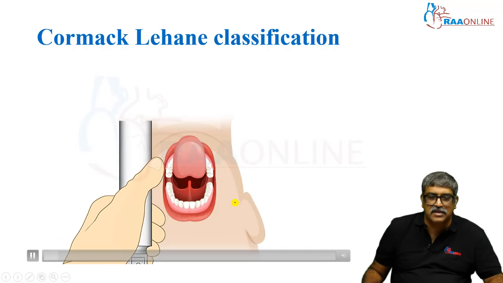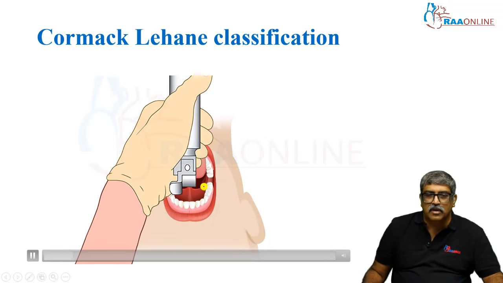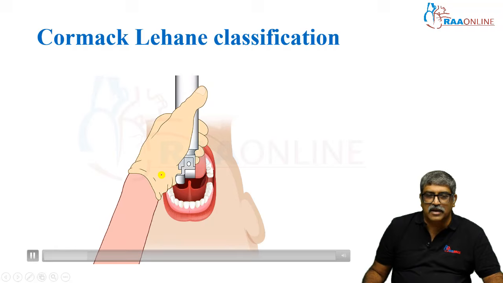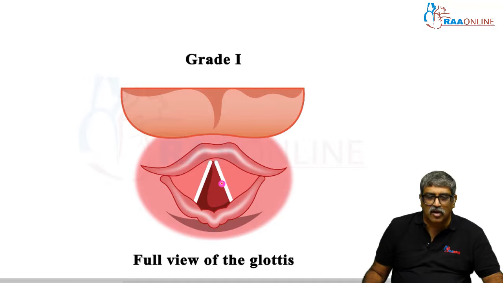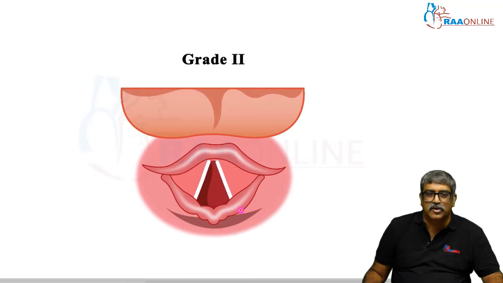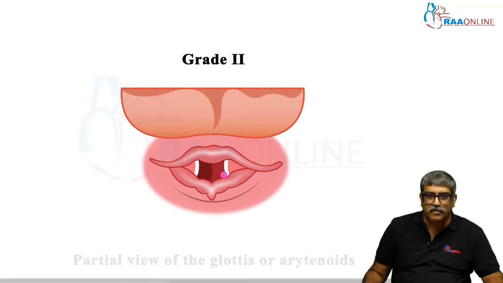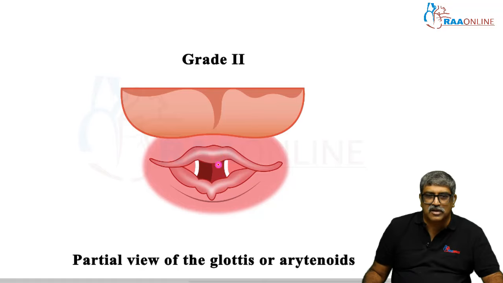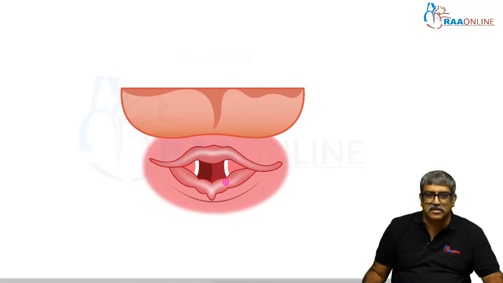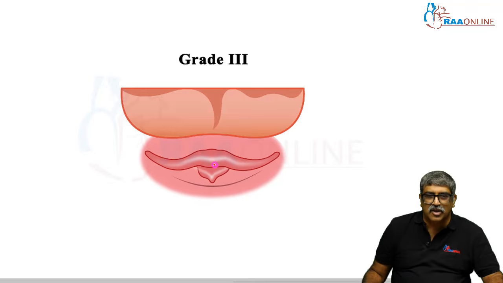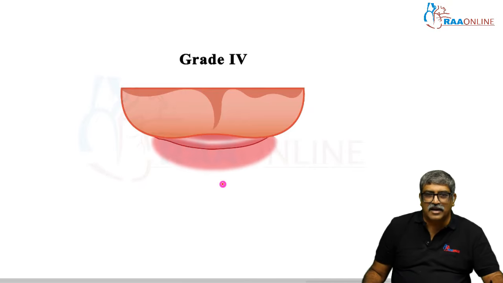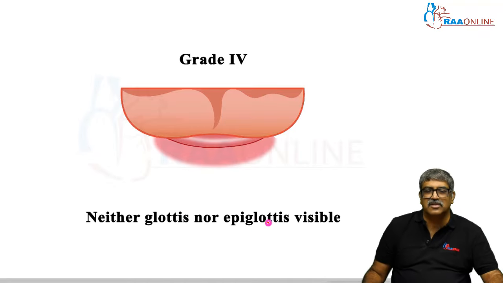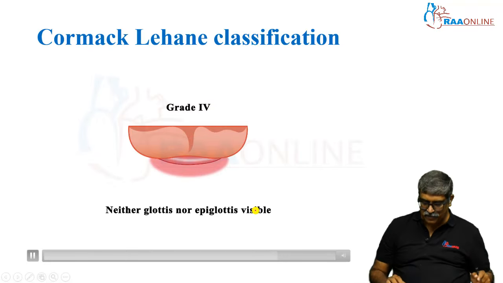Here you pass the laryngoscope and you can deviate the tongue. In grade 1, you have a full view of the glottis. In grade 2, you have partial view of the glottis and the arytenoids. Grade 3, view only the epiglottis, and in grade 4, neither glottis nor epiglottis is visible.